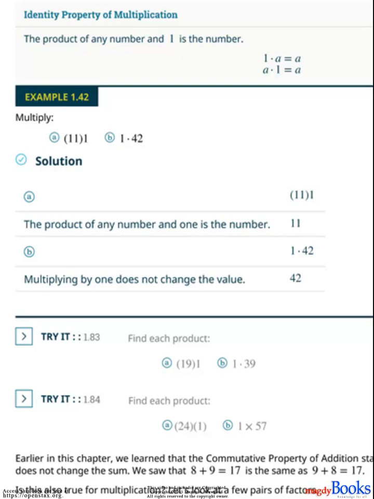Try it 1.83. Find each product. A. (19)(1). B. 1 · 39. Try it 1.84. Find each product. A. (24) multiplied by (1). B. 1 multiplied by 57.